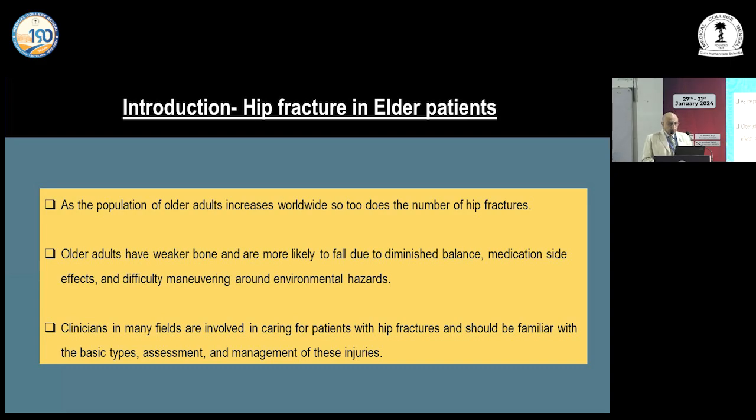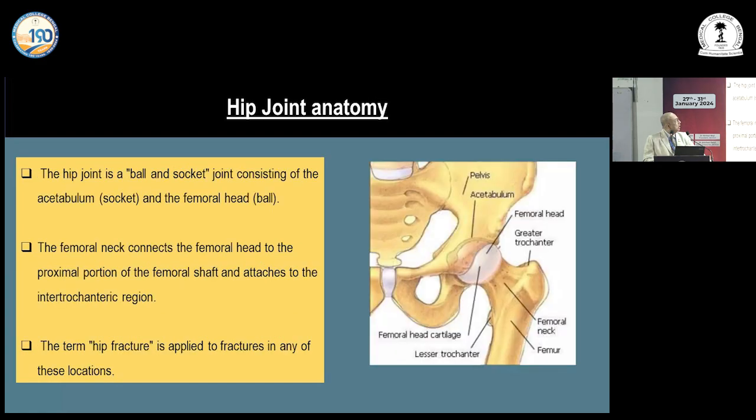Older adults have weaker bones and are more likely to fall because of their diminished balance, multiple medications, medication side effects, difficulty in maneuvering because of stiffness, and other factors. So the increase in falls results in more hip fractures in the elderly. Clinicians in many fields are involved in the care of hip fracture patients and should be familiar with the basic types, assessment, and management of this type of injury.